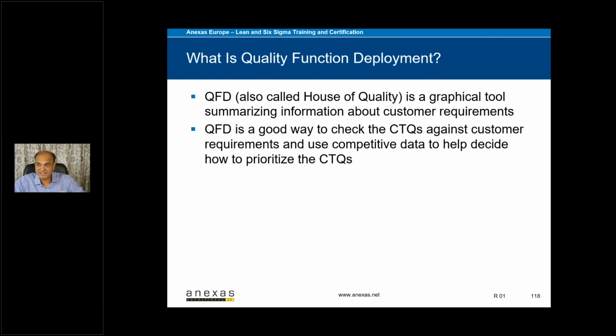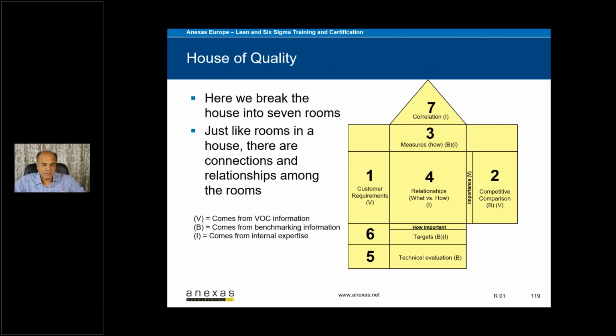As I told you earlier, it's a graphical tool summarizing information from customers about customers' requirements. And it is a good way to check the CTQs against the customer requirements and use competitive data. So if you have competitive data from other competitors, you can even incorporate that into the QFD. House of quality looks like a house. It has got many rooms. It has got 7 rooms. Let us see each room one by one.